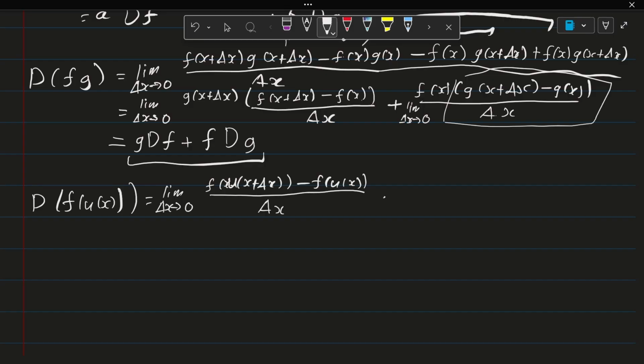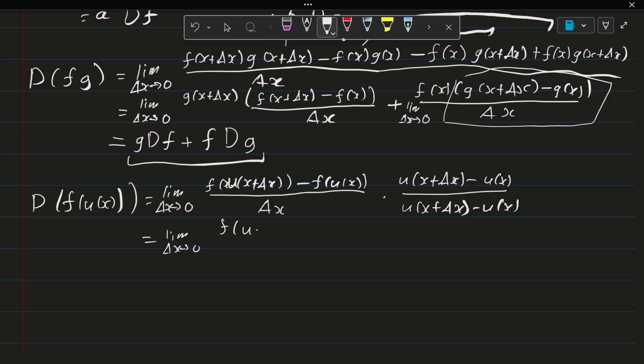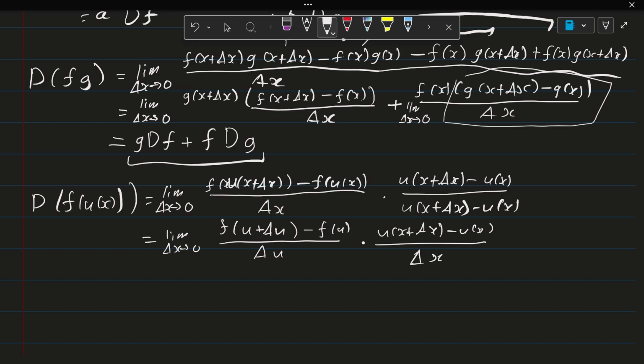But let's do a trick. Let's just multiply the top and bottom by u(x + Δx) minus u(x), divide that by u(x + Δx) minus u of x. So now we could just transform this a little bit. The limit as Δx goes to 0 of f(u + Δu) minus f of u, divide that by the Δu, multiply that by u(x + Δx) minus u of x, divide that by the Δx. So you could see the Δu itself is the definition that if you add the subtle change in x, it will cause the Δu. And so this principle also works for the function f, because we are changing the small thing in the Δu. So it will also influence the f of u.